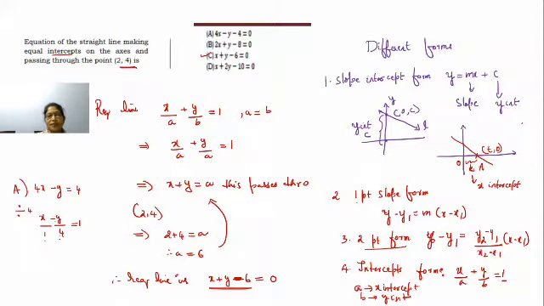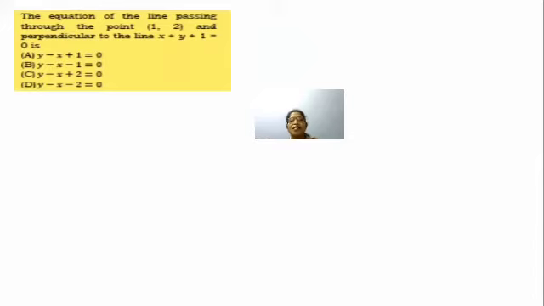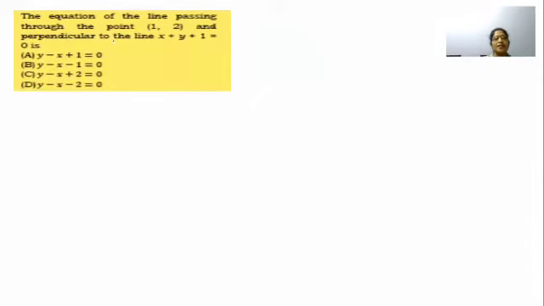I move on to the next one. The equation of the line passing through the point and perpendicular to this. So we want the equation of this line, which is passing through (1, 2) and is perpendicular to this line. The equation of this line is x plus y plus 1 is equal to 0. As I told you earlier, to find the equation of a line, you require two parameters. Already, you want the equation of this line. This is the one you are asked to find.